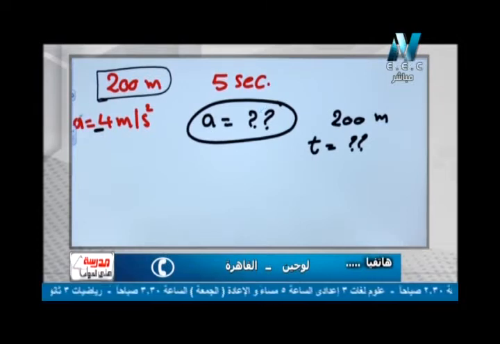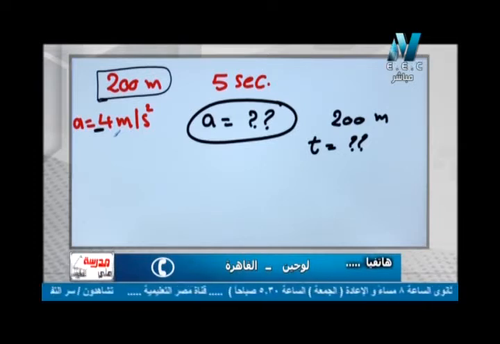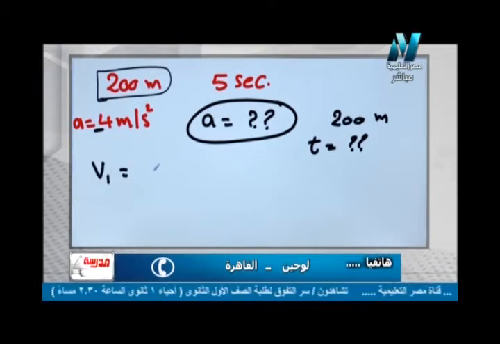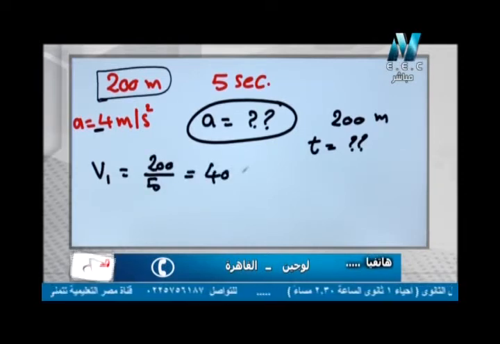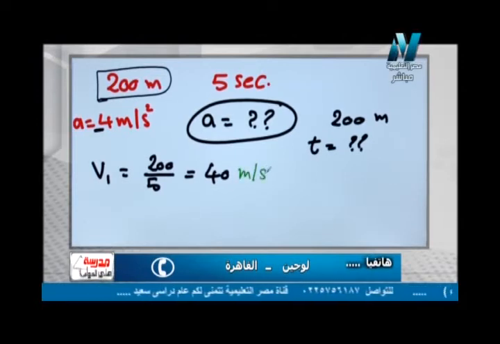But in the second 200 meters, we have to calculate the acceleration. We need the speeds V1 and V2. V1 equals 200 over 5, which equals 40 meters per second. Don't forget to write the measuring unit.